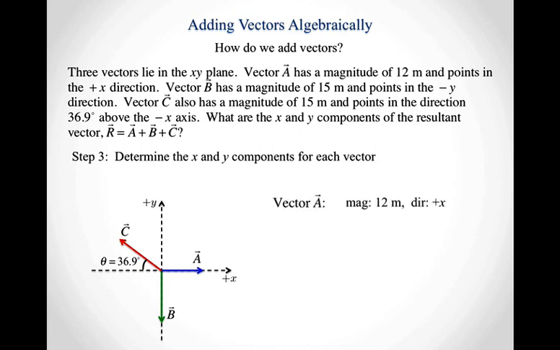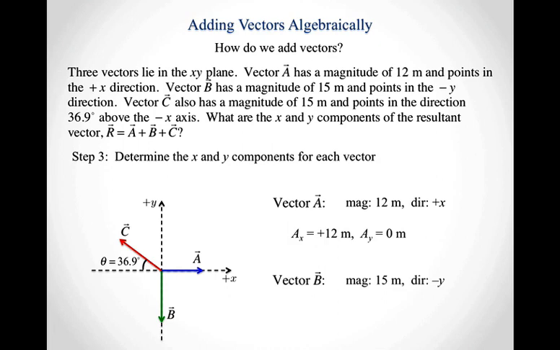Well, let's start with vector A. I'm told it has a magnitude of 12 meters, and I'm told it points in the positive x direction. So what I know is that the y component of vector A has to be 0 because vector A lies along the x-axis. All of its magnitude has to be in the x component, and in this case, because it points in positive x, that component, the x component, is also positive.